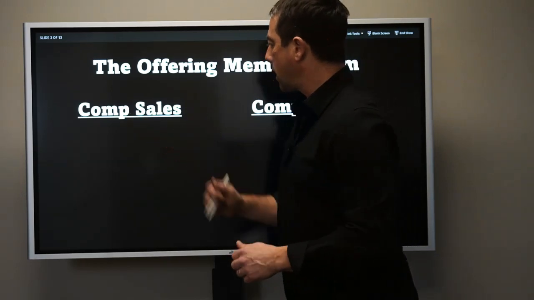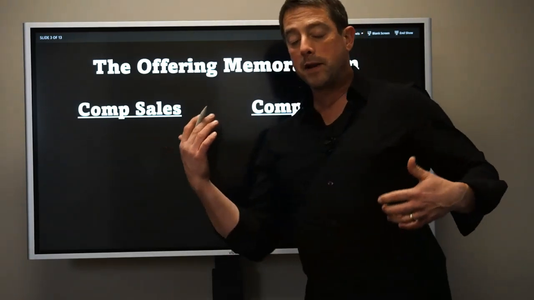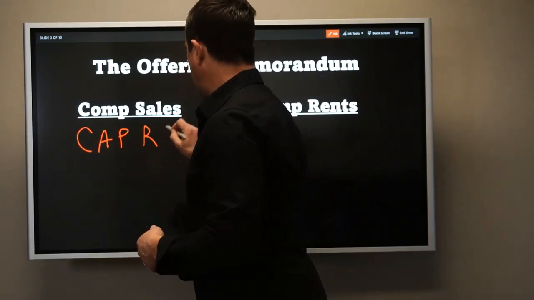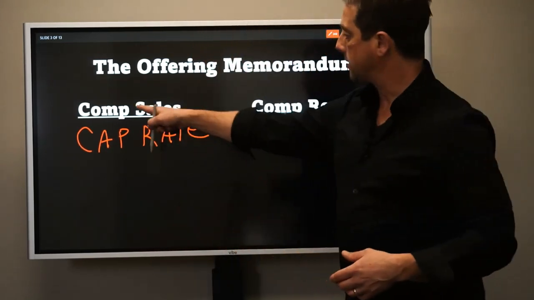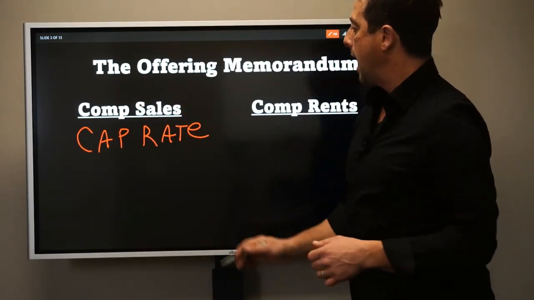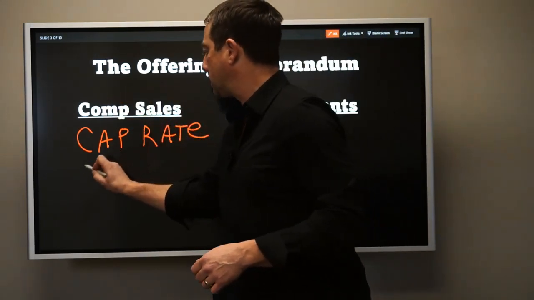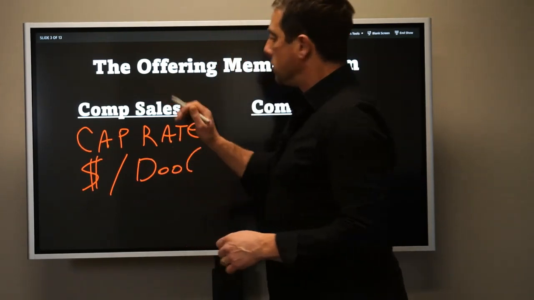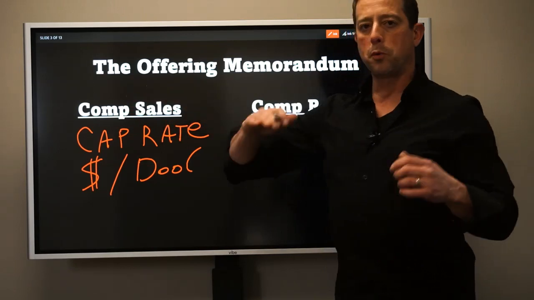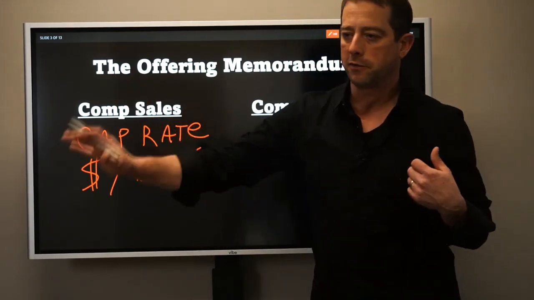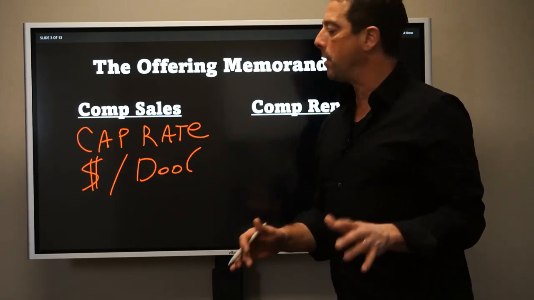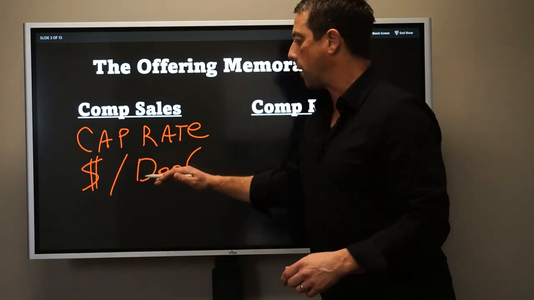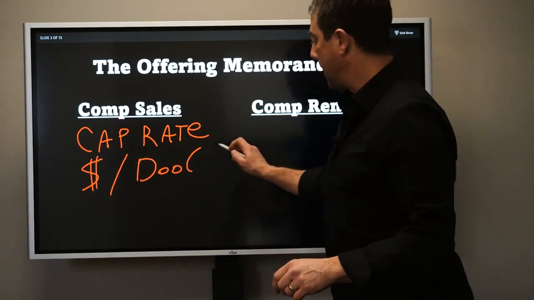So first off, we want to start with comp sales. That's looking at what everybody is paying in the market. This is where cap rate would come into play, under your comp sales. What we're looking for here is the dollar per door that people have been buying things for. We're not really worried about the total purchase price. This property sold for $5 million, this one sold for $3 million, that doesn't tell us that much. What we want to know is, what are things trading for in our market per door, per asset class?